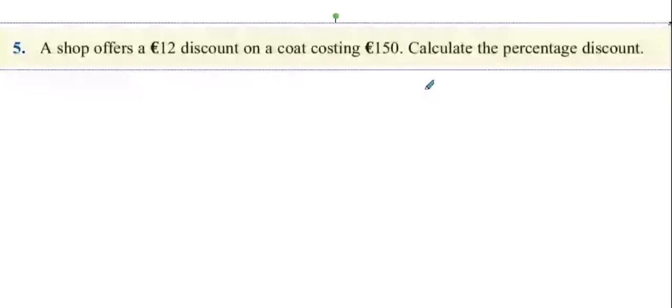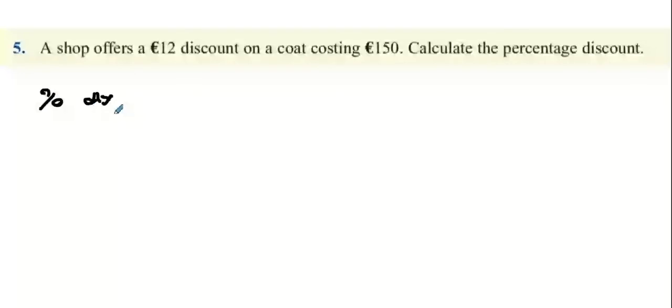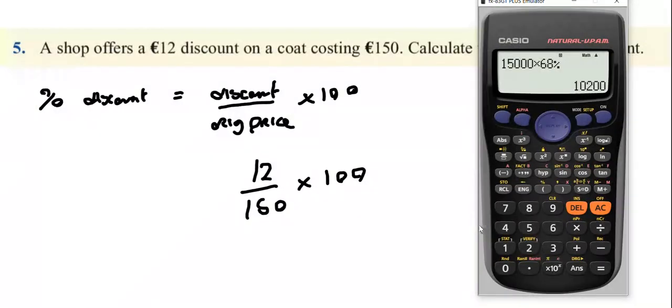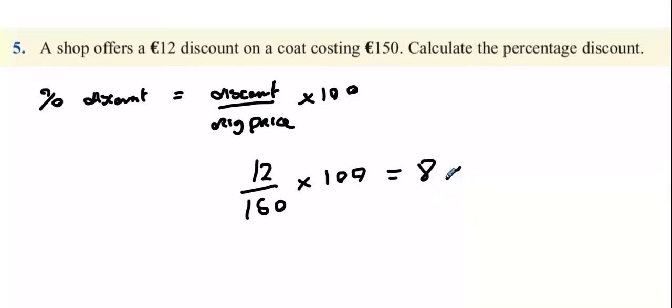Calculate the percentage discount. Well, percentage discount will equal discount divided by original price multiplied by 100. So it's going to be 12 divided by 150 multiplied by 100. So 12 divided by 150 multiplied by 100. And we get 8%. Okay, so most of these are pretty handy.